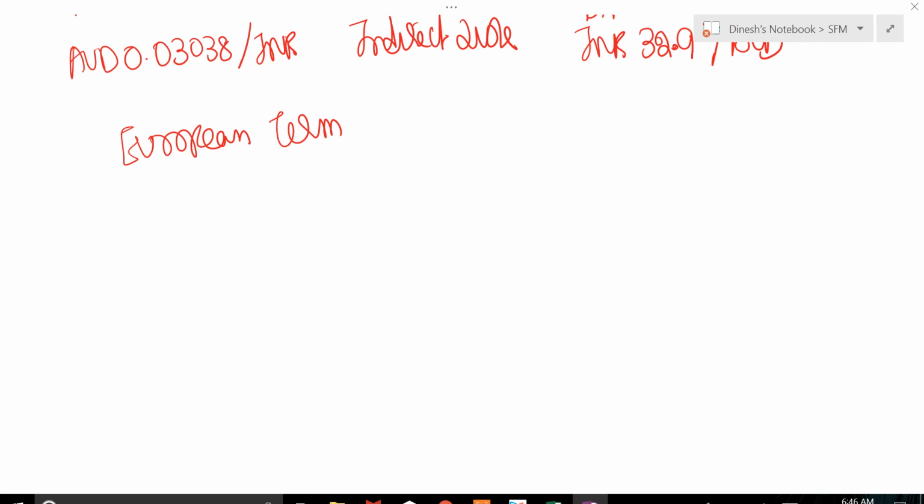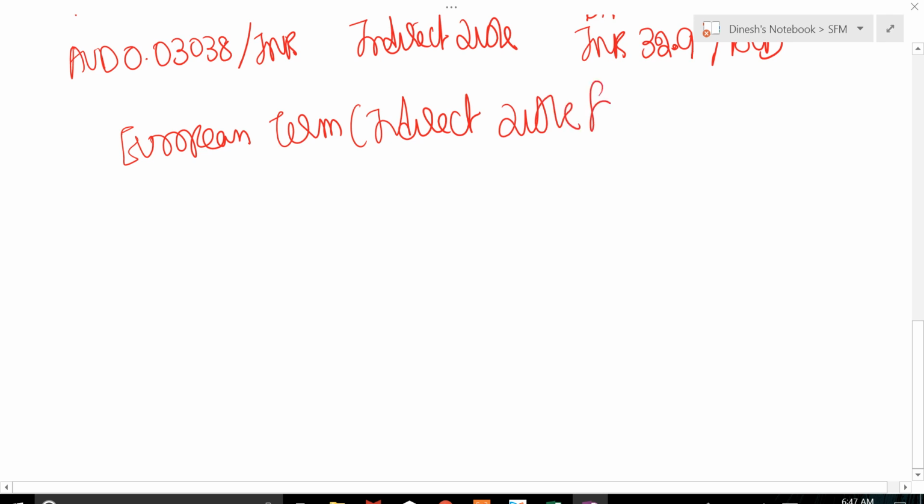If you want to convert into per INR, that's what we are going to learn. How do we convert? That's technically called cross rates. So that conversion part is what we are going to learn here. Because internationally all quotes will be given with reference to only US dollar. So you go to Japan and ask the quote, they'll give you a quote with reference to US dollar, and it will be in European term. European term means indirect quote for which country? USA.